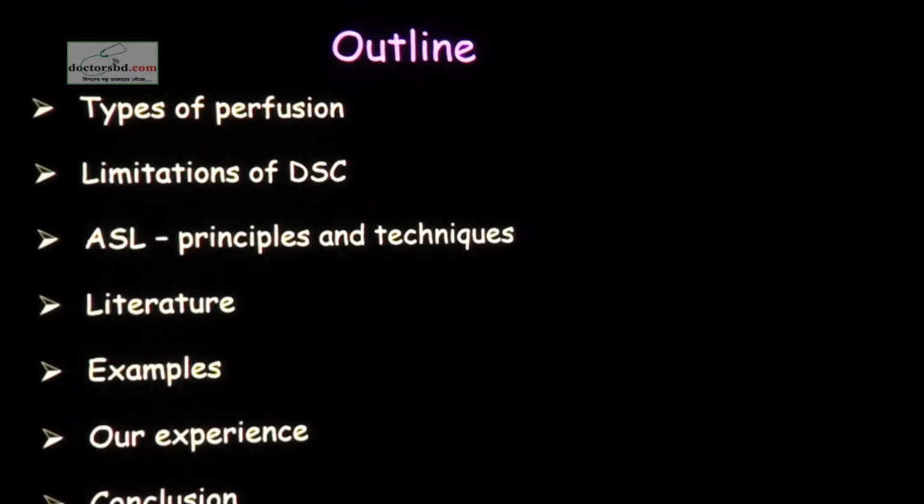So let's look at what is available when we want to look at the brain parenchyma in terms of cerebral blood flow. So what are the types of perfusion available? The conventional is dynamic susceptibility weighted imaging, in which you give a contrast to the patient and you rapidly image that passage of contrast in the brain, which we call a dynamic study. So that's called DSC. But there are some limitations in DSC.